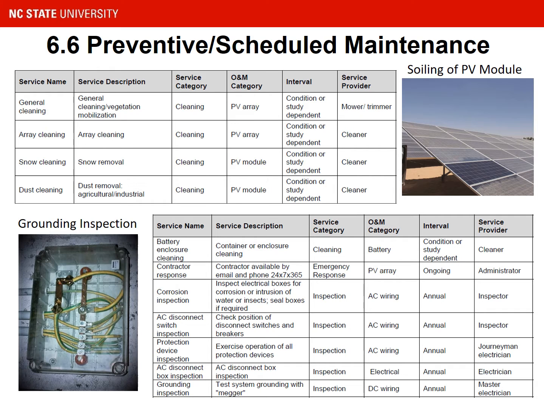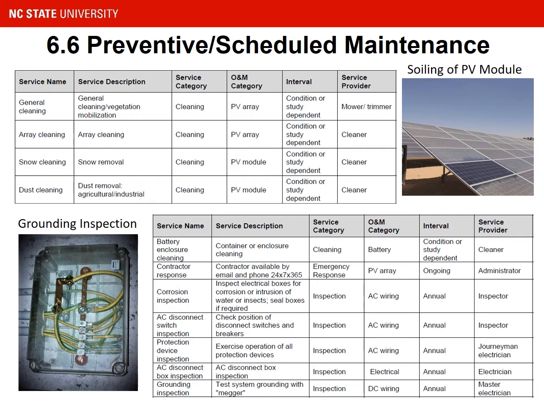On the slide in front of you, I have a few images. The tables were found in Appendix B of the NREL Best Practices Guide. And the two columns that I find most interesting are the interval as well as the service provider columns. You can see a wide range of intervals from conditional intervals for maintenance to annual. And then also you see a wide range of abilities within the service provider.